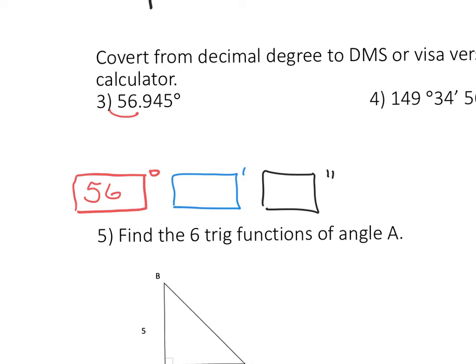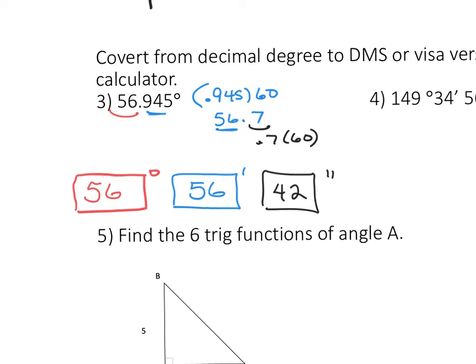So to get the minutes, we take the decimal portion here, 0.945, and we're going to multiply that by 60. Once I multiply this by 60, I get 56.7. I'm going to take the 56, it goes in here, and that becomes my minutes. Then I take the decimal portion, multiply this by 60, and then my seconds are 42. So the degree symbol, the minute symbol, and the second symbol is already there. You're just typing in the number.